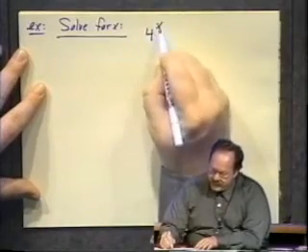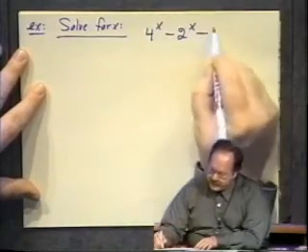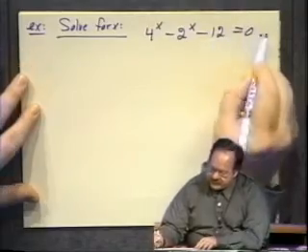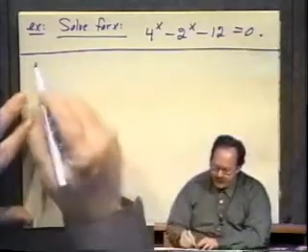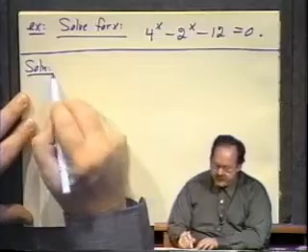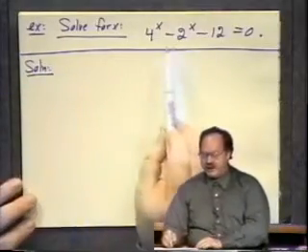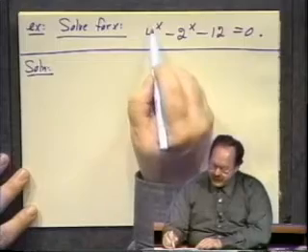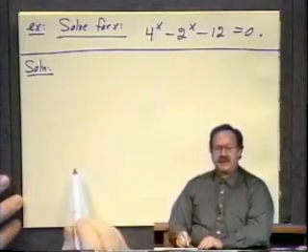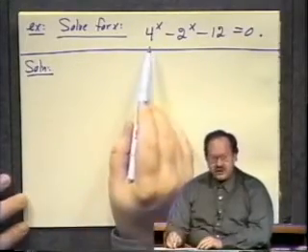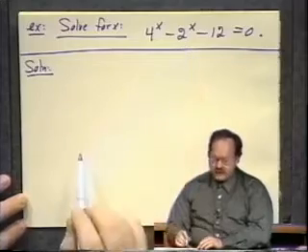Now let's up the difficulty and look at this case. You'll have lots of chance to practice these. Solve for x: 4 to the x minus 2 to the x minus 12 equals 0. Well, this may bother you at first because although I have exponentials in here, they have different bases. Luckily, however, the bases are related because 4 is just this base, 2, squared.